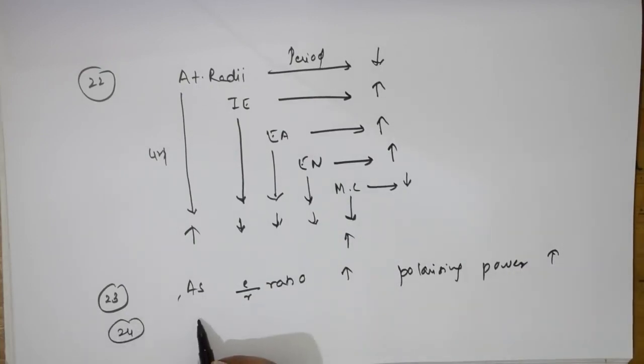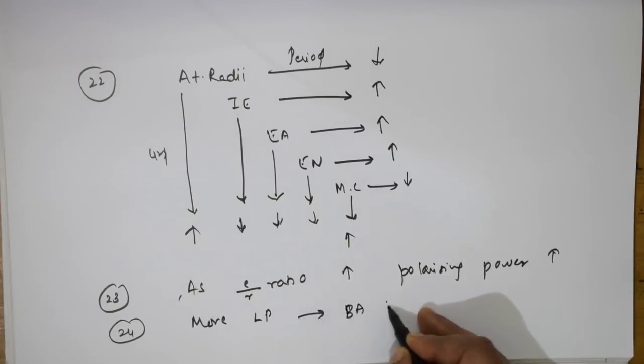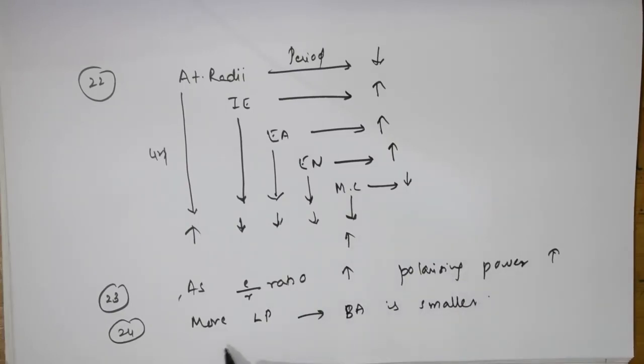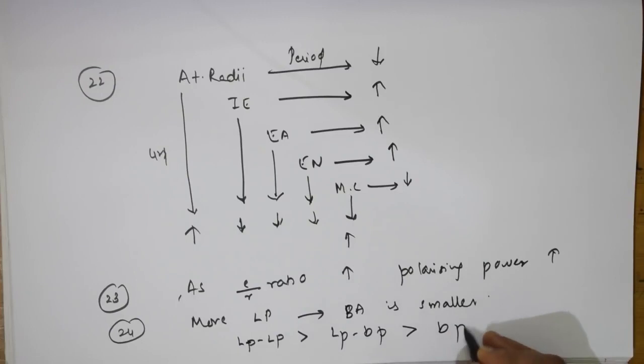Next, what should you remember? If more lone pairs are present, then bond angle will be smaller. Is smaller, right? And you should also remember: LP-LP repulsions are greater than LP-BP repulsions, which are greater than BP-BP repulsions, right?